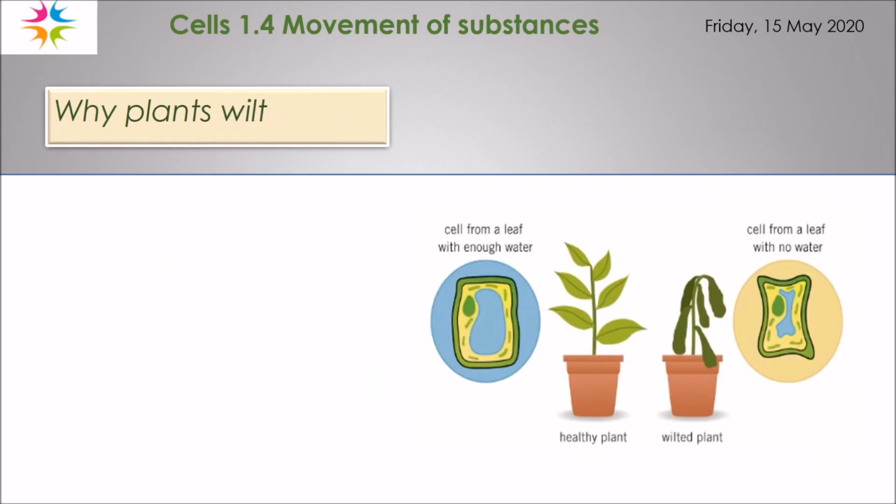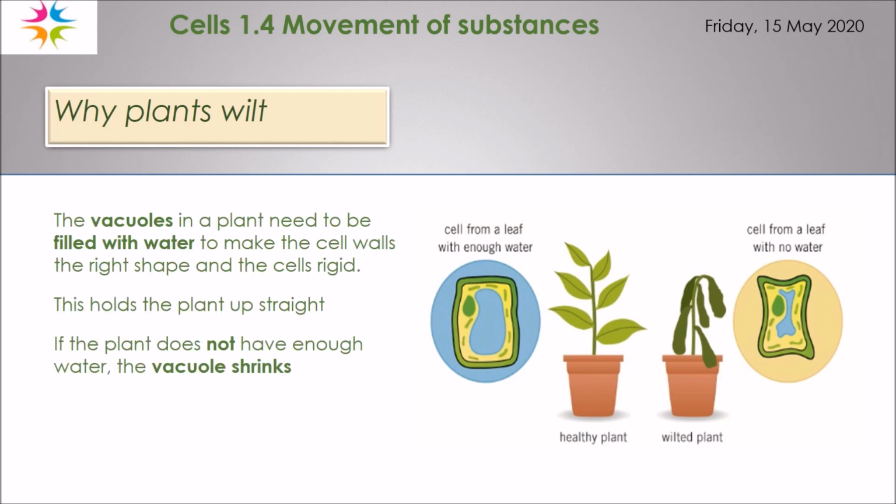Now, why do plants wilt? If you look at the plant on the right, you can see it's wilted. And you know that if you see a wilted plant, the first thing you must do is to give it water. And that's because if you look at the vacuole on the right hand side, it's all small and misshapen. So the plant cell is also misshapen. So that's why the plant isn't standing up straight.